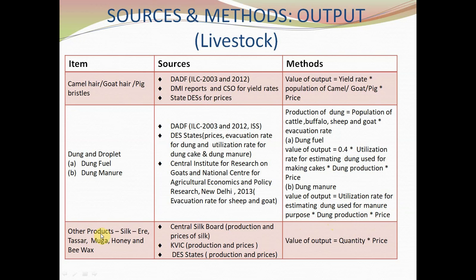In case of other products, which are silk, eri, tussar, muga, honey and beeswax, there are many sources like Central Silk Board for production and prices of silk, KVIC are providing production and pricing. DES states are also providing production and prices. Value of output is taken as total quantity of production into price.